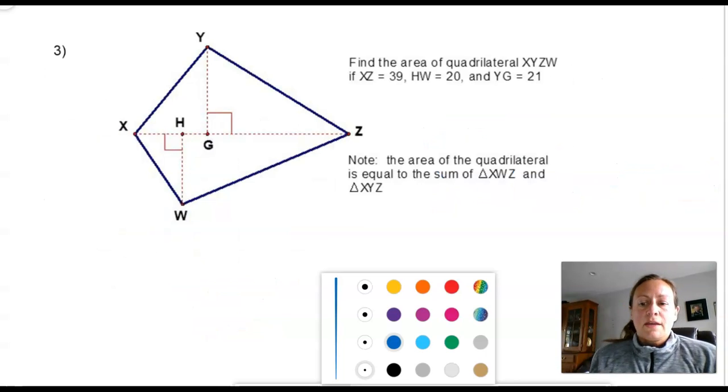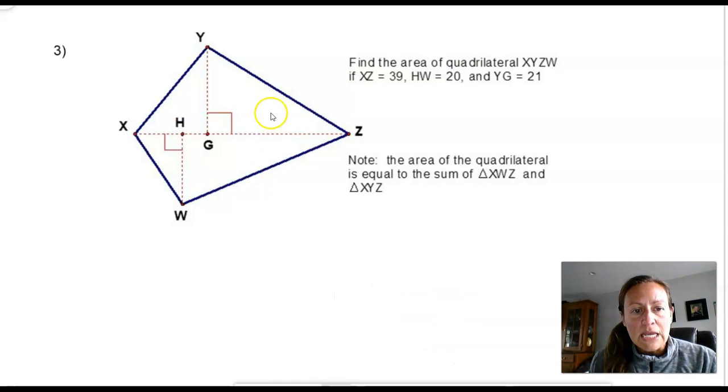All right. Example 3 doesn't seem to be any of the polygons that I had given us formulas for at the beginning. It is a quadrilateral, but it's not a parallelogram, it's not a trapezoid, it's not a rhombus. So sometimes we are going to try to look at a figure as a composite of other recognizable figures. And in this case, we're going to look at this as if it were two triangles. And that's exactly what it says in the note here.